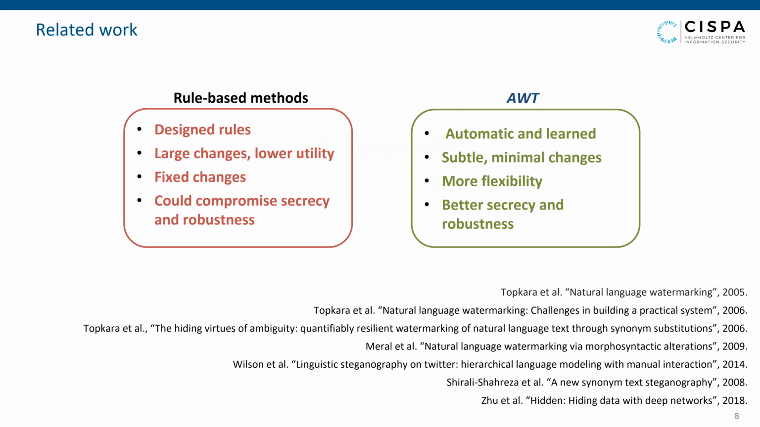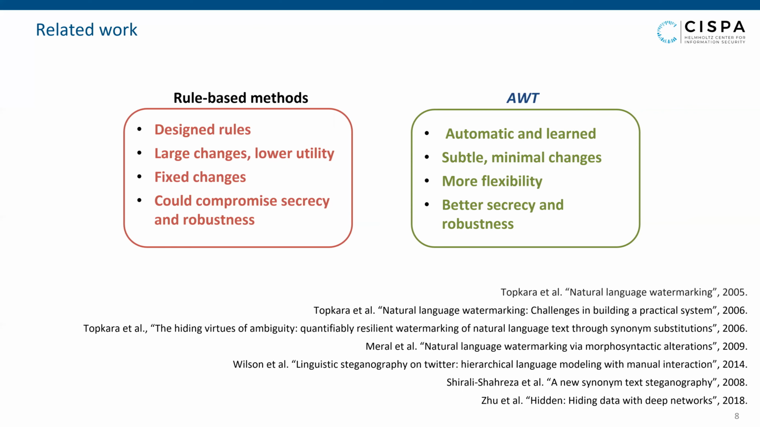Unlike deep learning methods and images, previous work in language watermarking mainly relied on rule-based methods, such as synonym substitution or structural changes. However, these approaches might change the input sentence to a large extent. Also, they use fixed changes, which results in limited flexibility and can also compromise secrecy and robustness. Our work addresses these limitations.